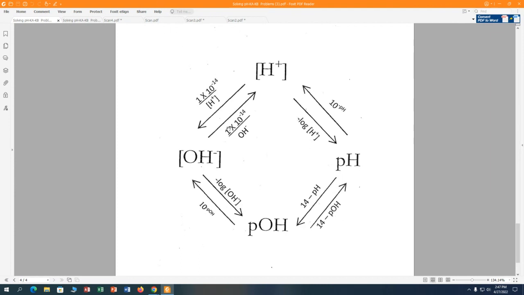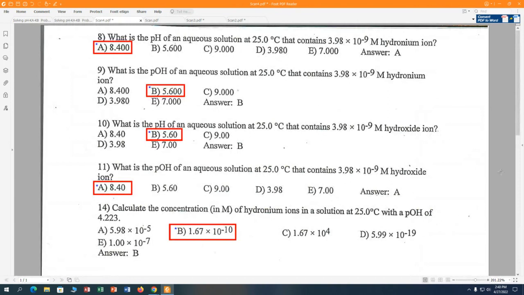Now, the next section, we have various problems, so you can practice. They are highlighted in red. I'm going to state the problem, and then you can work to get the answers. First one is, what is the pH of an aqueous solution at 25 degrees centigrade that contains 3.98 times 10 to the minus 9 hydronium ions?